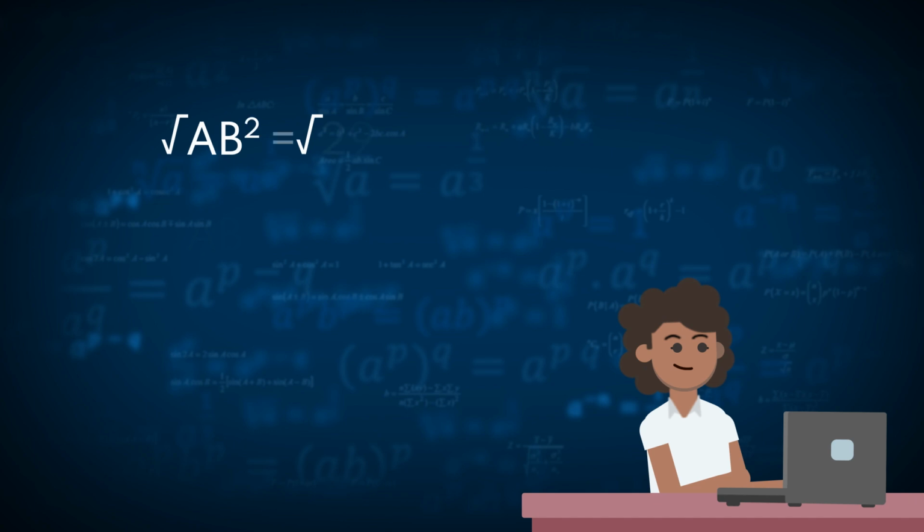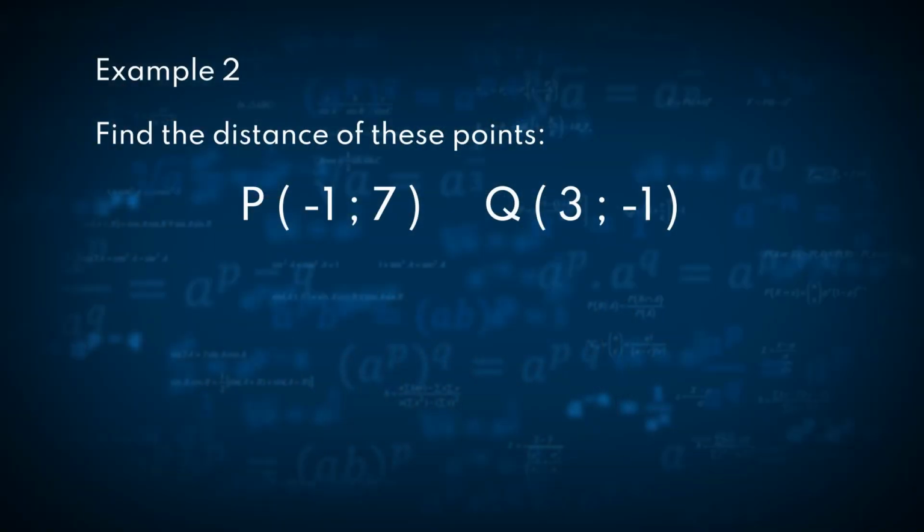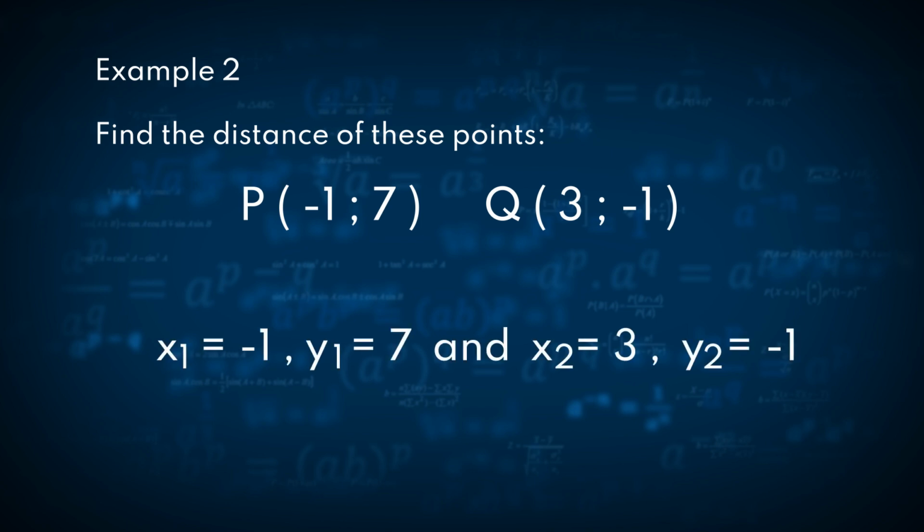To remove the square, we will take the square root on both sides of the equation, and we will have the square root of AB squared equals square root of 29. Therefore, AB equals 5.39. Let's do another example. P(-1; 7) and Q(3; -1). x1 equals -1, y1 equals 7, and x2 equals 3, y2 equals -1. Determine the length of PQ.